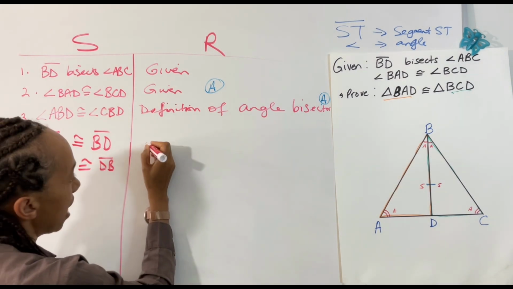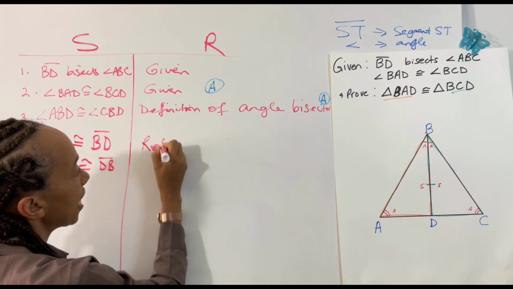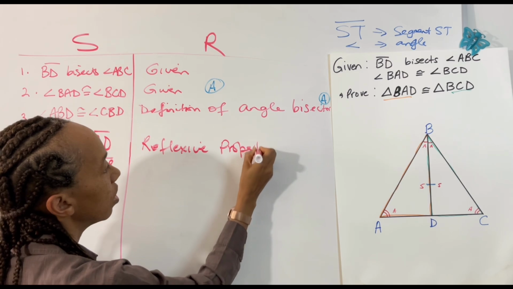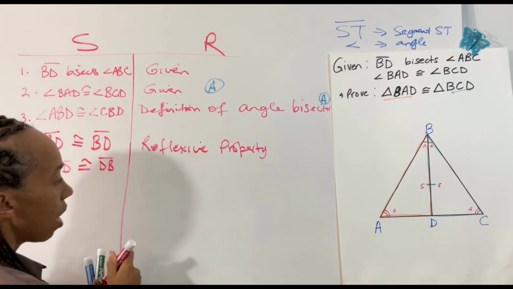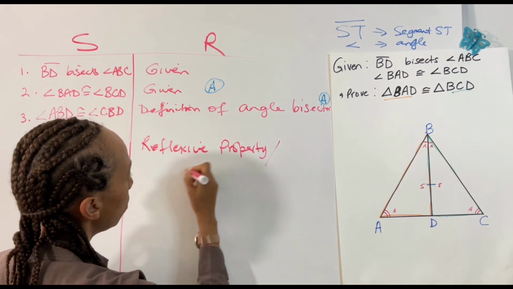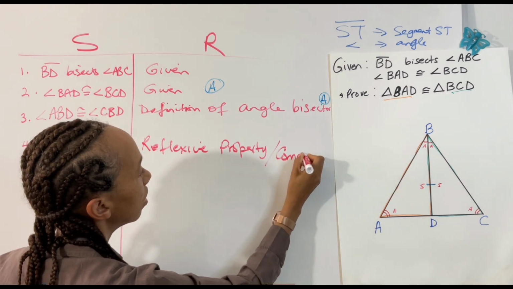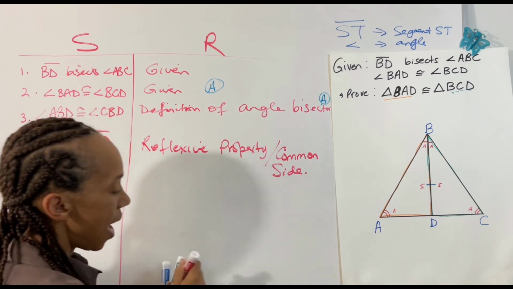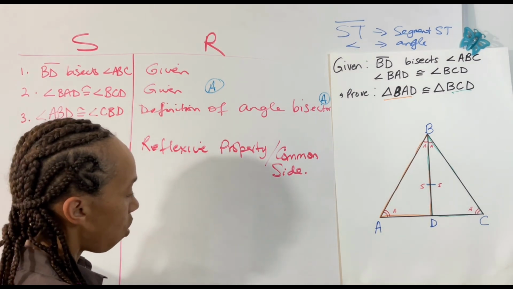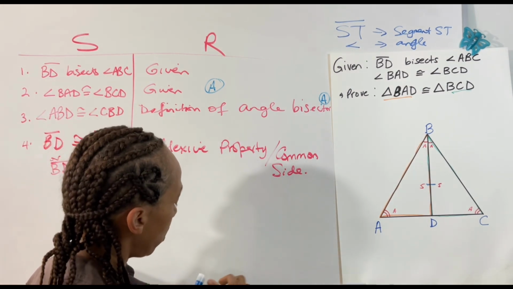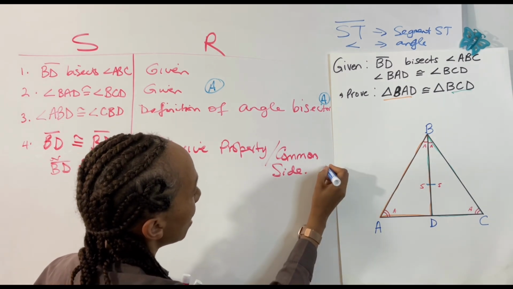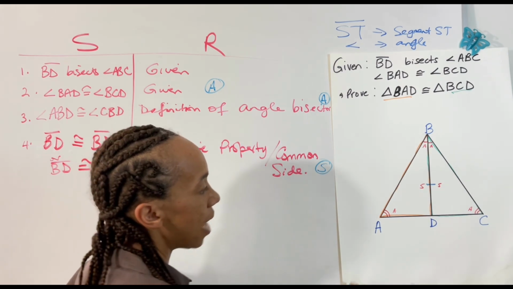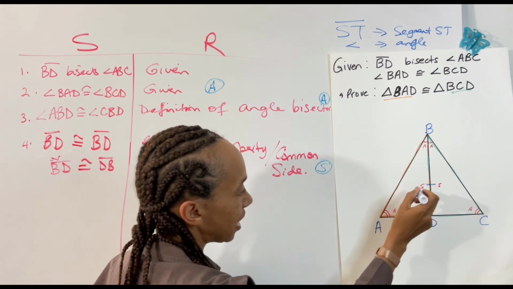And then you can say this is what we call the reflexive property, right? Or sometimes you might see the word common side. And when you see that, you now know that that is going to be a segment, so you put S right here. And you have your S here. So now you can notice that you have AAS, right?